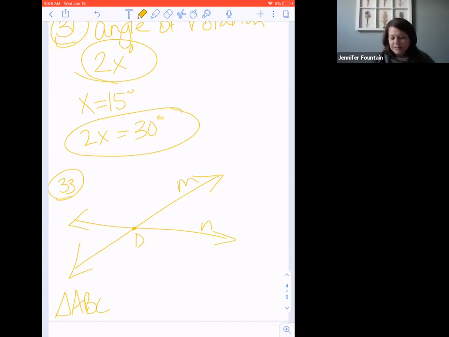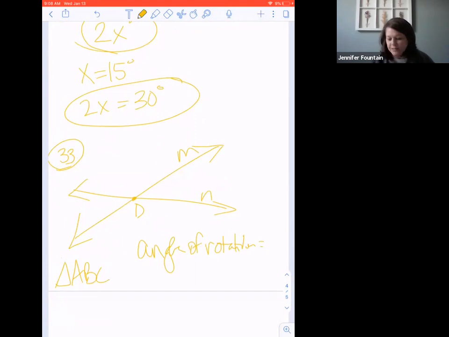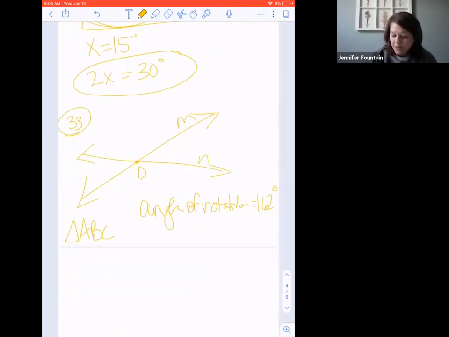Okay, so it says that if the angle of rotation equals 162 degrees, think again, we just talked about how my angle of rotation is 2 times x. So that means that 162 is equal to 2x. So I'm just going to divide by 2, and x is equal to 81 degrees. And that's all it is there.